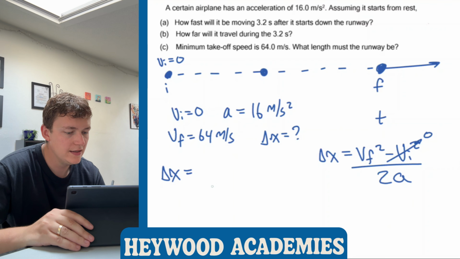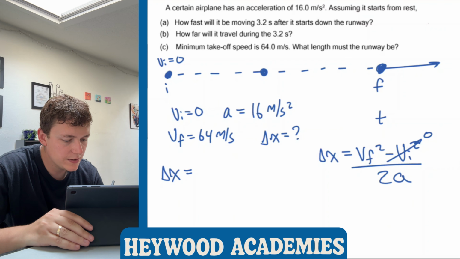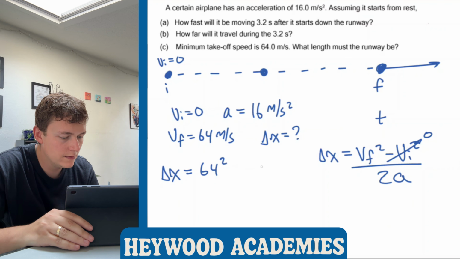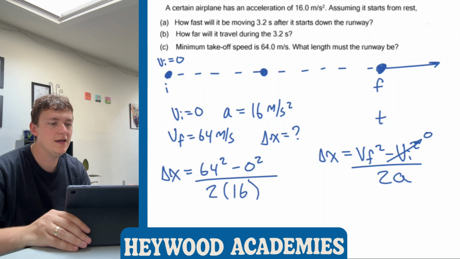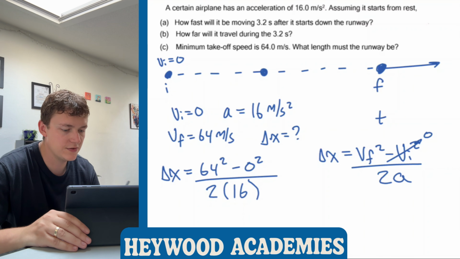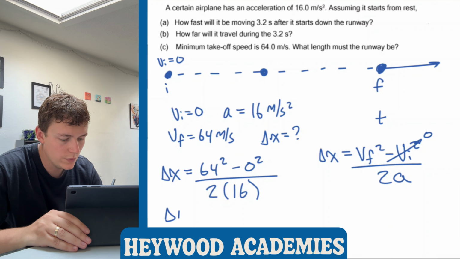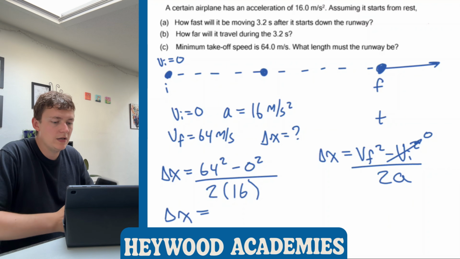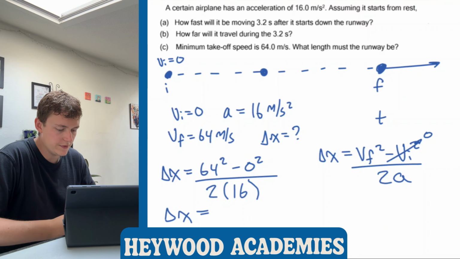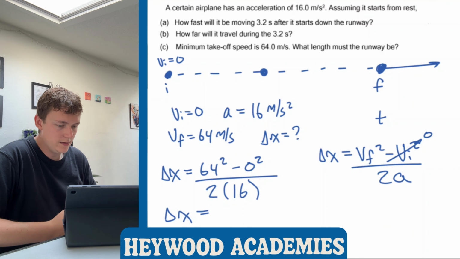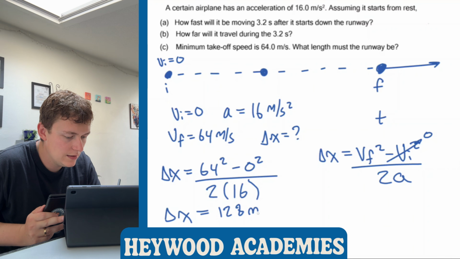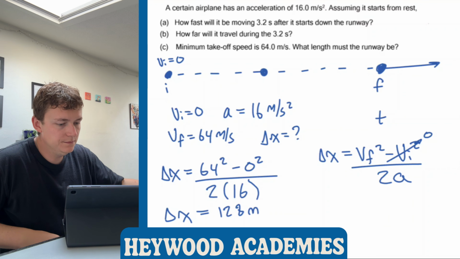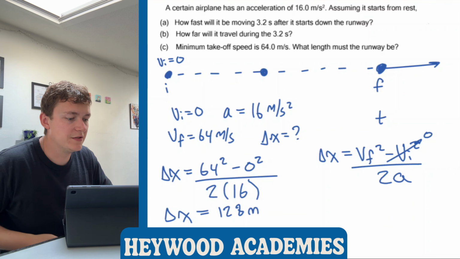So delta x is equal to our final speed, which was 64 squared, minus 0 squared, we plug that in, and then 2 times the acceleration. It still should be 16 in this case because it just said this acceleration is 16 for the whole runway, so we can go with that. And then we can plug in our number here. So 64 squared minus 0 squared over 2 times 16. That gives us 128 meters.